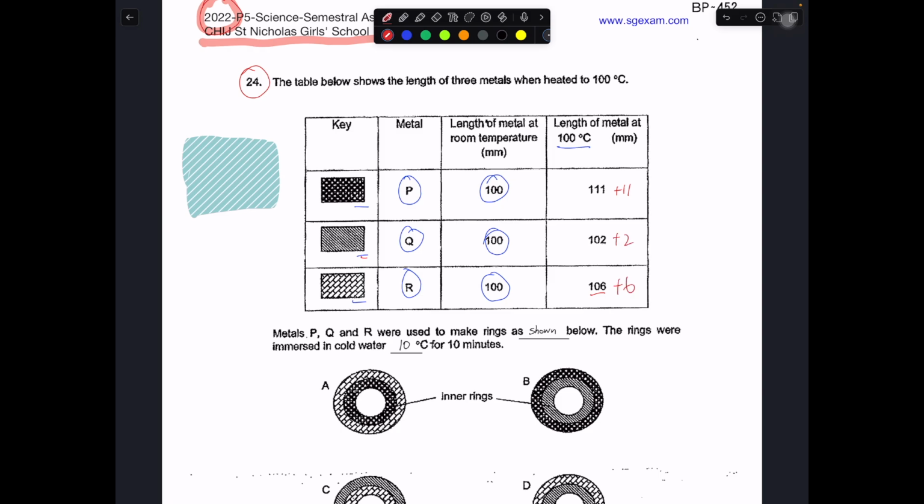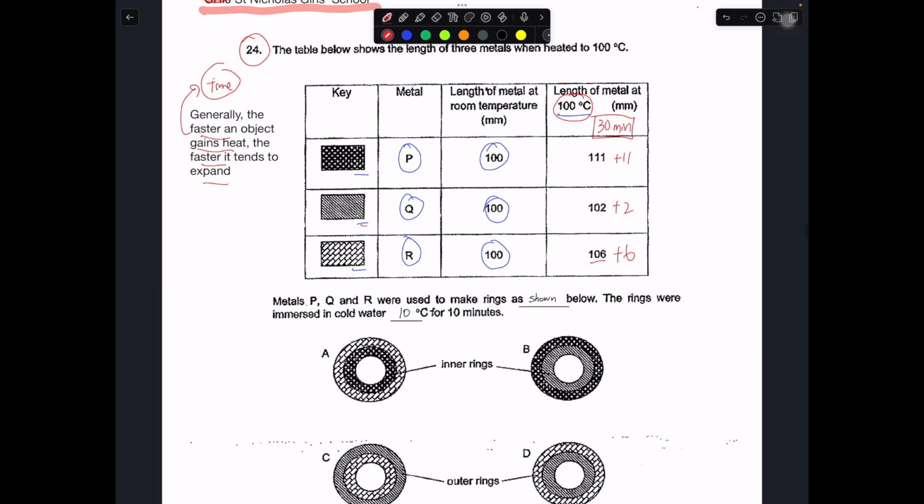Actually for me, this question will be better phrased if they change the 100 to a time, maybe about 30 minutes. It'll be much more appropriate, because the general assumption is that the faster an object gains heat, the faster it expands. So faster is related to time. That's how you know whether it is faster or slower. It'll be better if it's phrased in terms of time, but never mind, we just take it as it is, and try to relate it to the assumption.